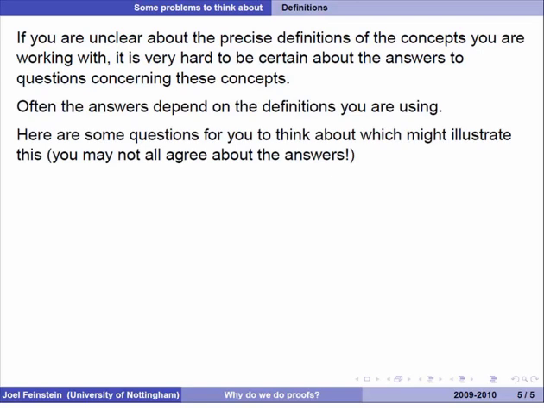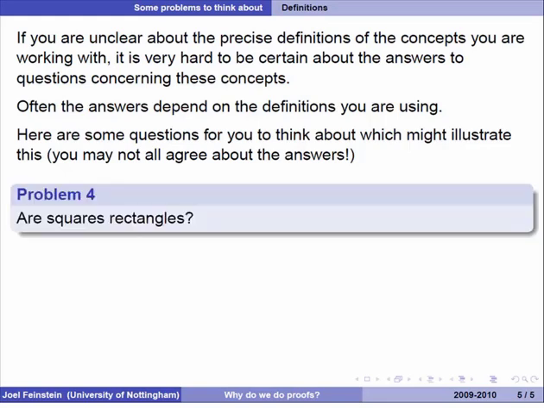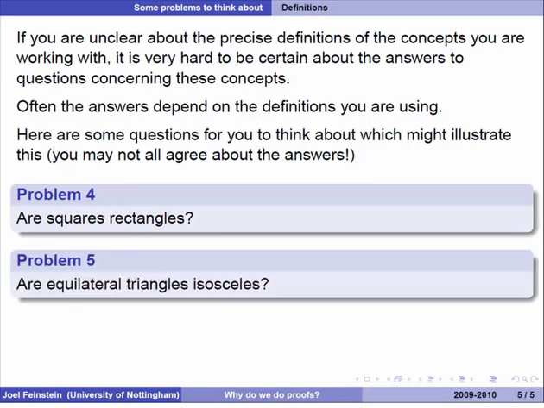So here's some questions which I'm going to give you another chance to think about, and then we'll get some feedback on who thinks what. I'll show you them all. Problem 4, are squares rectangles? Is every square a rectangle? Are rectangles allowed to be squares? Are equilateral triangles isosceles? So is every equilateral triangle isosceles? Is an isosceles triangle allowed to be an equilateral triangle?